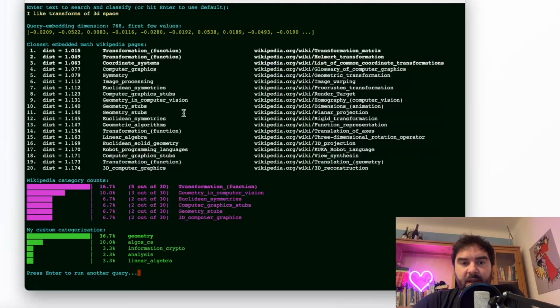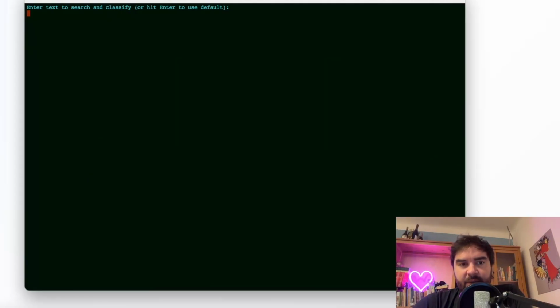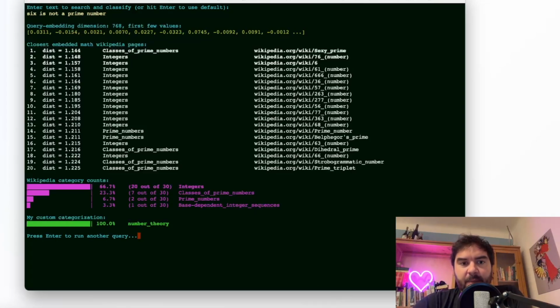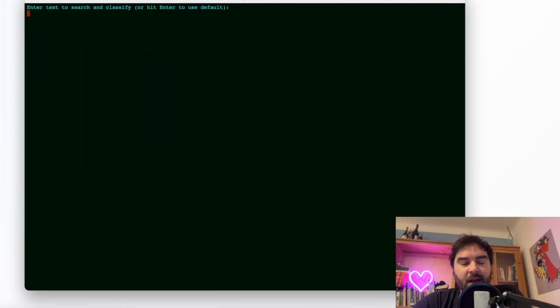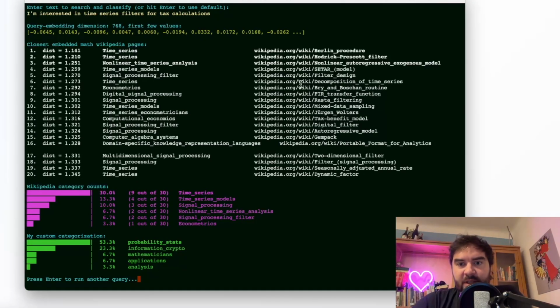I'll talk about the output in a second. I just give you some other examples. I can do 6 is not a prime number, and then it will give me a bunch of Wikipedia articles that have to do with primes. Okay, this is super boring. I'm interested in time series filters for text calculations, and as you would expect, it gives some autoregressive time series stuff and filters and all this stuff that is associated with this.